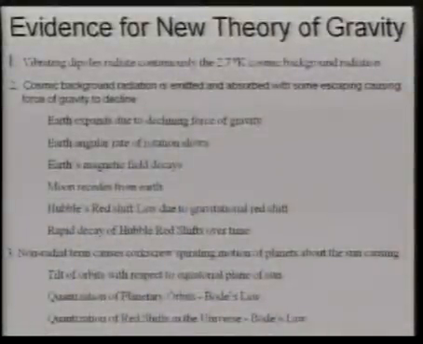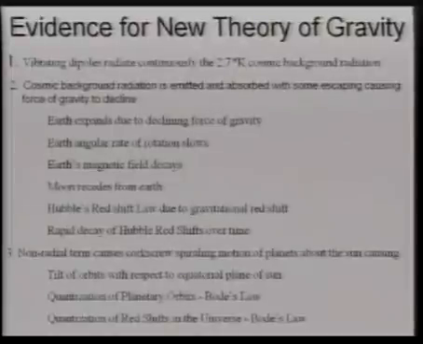Then the non-radial term causes a corkscrew spiraling motion of planets about the sun. It causes an effective tilt of the orbits with respect to the equatorial plane of the sun. And that is seen. I'll show that.